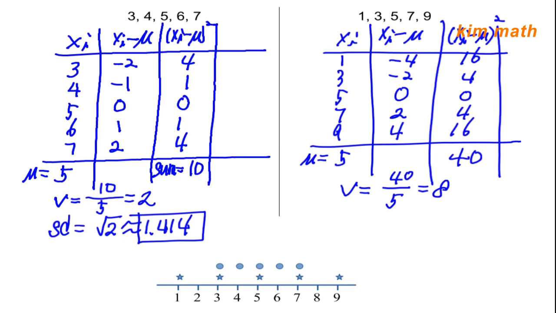Okay, now what is the standard deviation? It is the square root of 8. Since the square root of 8 is 2 times the square root of 2, this is about 2.828.